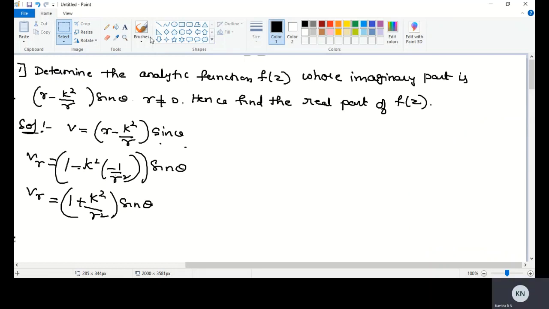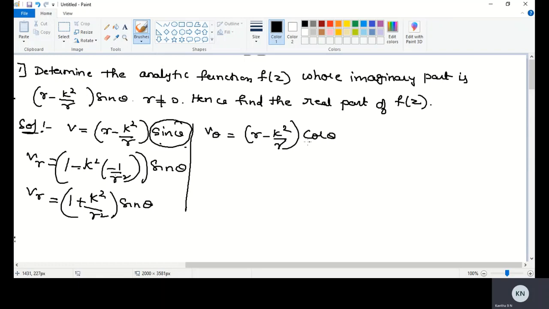Next we need to find the v theta. v theta is equal to r minus k square by r, and differentiation of sin theta is cos theta. Then here f dash of z is equal to what? e to the power of minus i theta (ur plus i vr).